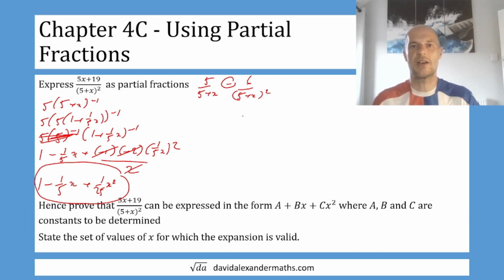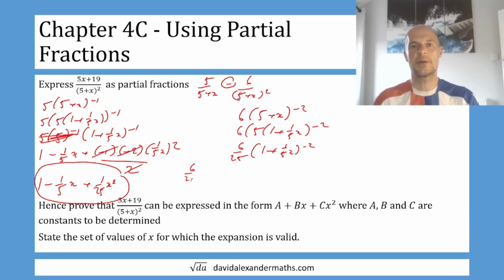I am going to stress about the 6 lots of (5 plus x) to the negative 2 though. So that's 6 lots of 5 lots of (1 plus 1/5 x) all to the power of minus 2. 5 to the minus 2 is 1 over 25. So we've got 6 over 25 lots of (1 plus 1/5 x) to the minus 2.